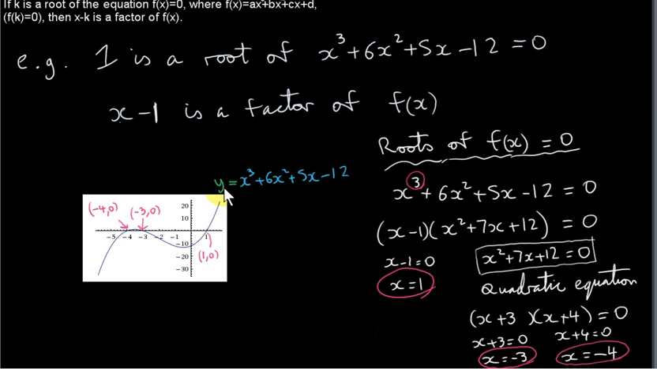So we can call our function y if we like. It's just the same as f of x. And we're interested in points on the graph where y is 0. So if we put this equal to 0, but y equal to 0, well, we're just solving this cubic equation. And we got our 3 x values. So the coordinates of this point here are minus 4, 0. The coordinates of this point are minus 3, 0. And the coordinates of this point are 1, 0.